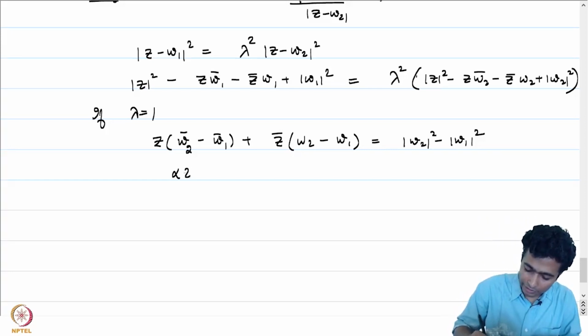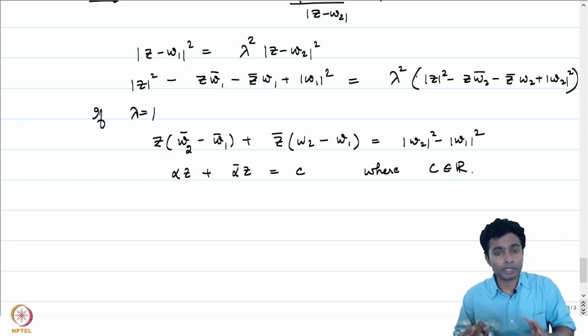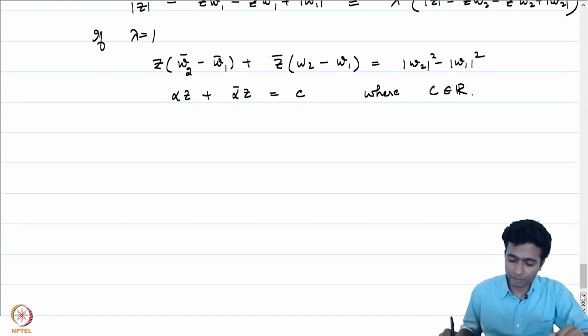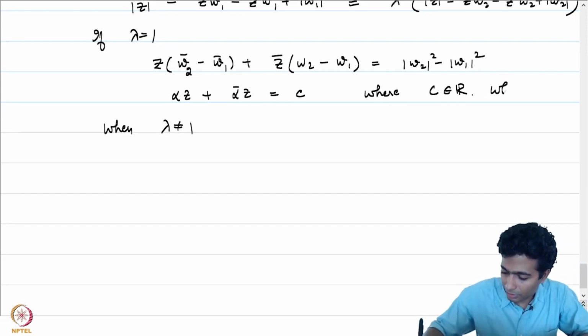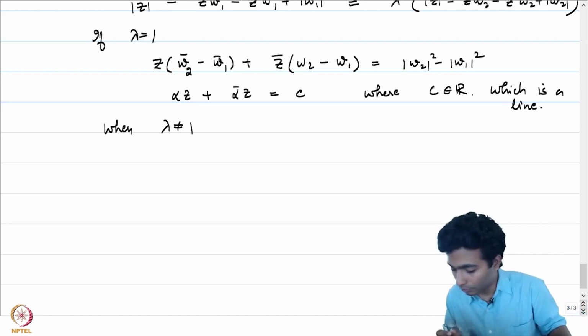This can be written as alpha z + alpha bar z bar = c, where c is in R. You should sit down and check that this is exactly capturing the equation of a straight line in the complex plane. Okay, let's consider the case when lambda is not equal to 1.